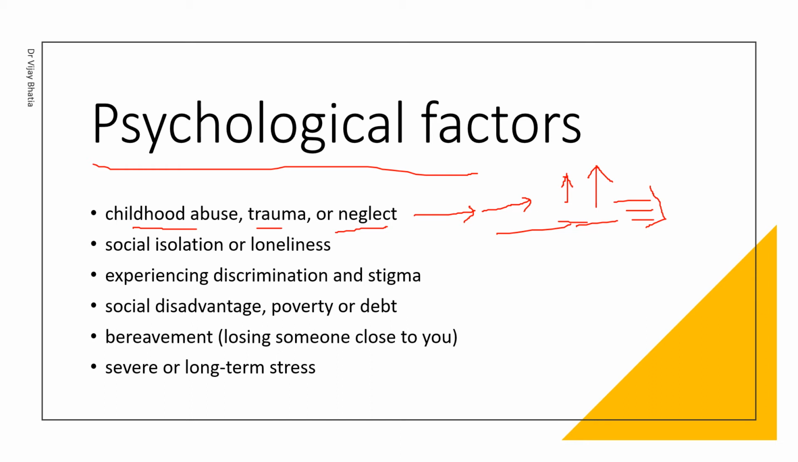So childhood abuse, trauma, neglect affects the amygdala to become overactive. The child will grow up more aggressive, more angry, not able to have real perceptions because it is being filtered through the emotional feelings. Social isolation, loneliness, experiencing discrimination and stigma, they can be big psychological factors.